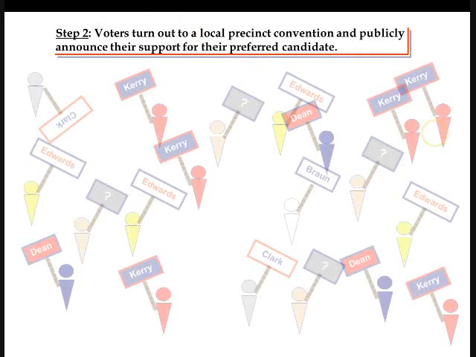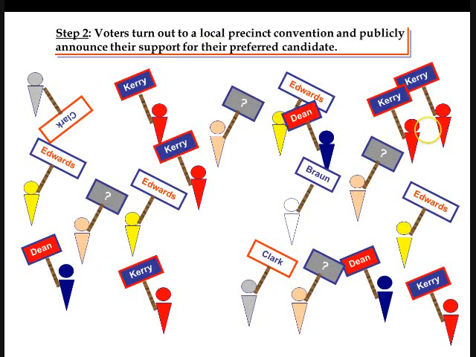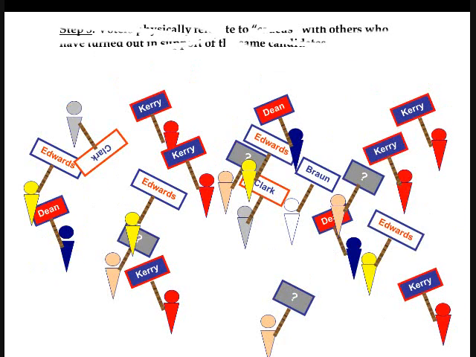In states that hold caucuses, voters turn out, usually to a local precinct convention, and publicly announce their support for their preferred presidential candidate. Here we see, in a hypothetical example, that some voters have turned out to this local precinct convention to support Massachusetts Senator John Kerry, others to support North Carolina Senator John Edwards, some to support General Wesley Clark, and some for former Vermont Governor Howard Dean, and finally others for former Illinois Senator Carol Moseley Braun.